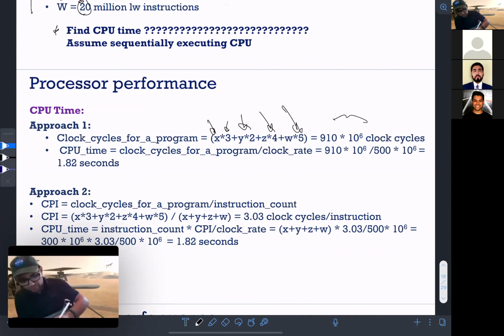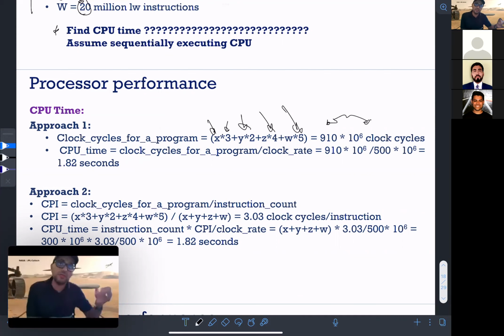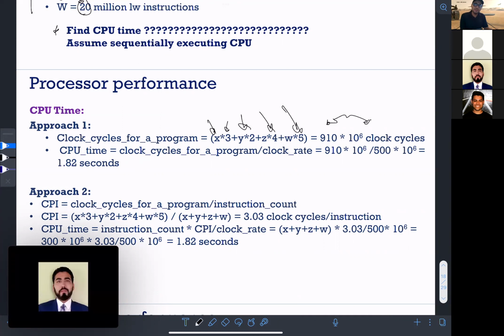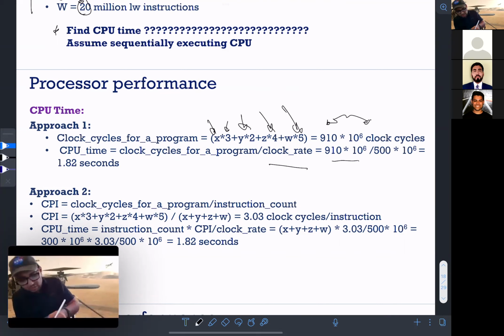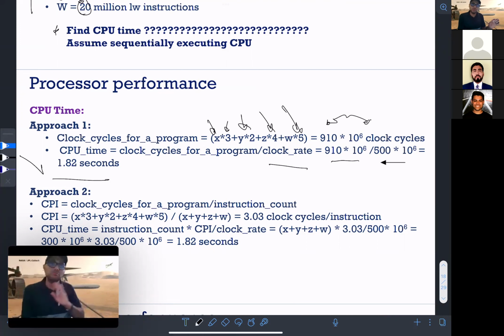Here's my number of cycles. So I know for sure the number of cycles the whole program takes. Do you agree? Yeah. Then I need the time of the cycle, so I divide by the clock rate, because T equals 1 over F and F equals 1 over T. I know F, I need T. That's why I divide by the clock rate. So 900-ish million, 10 to the power 6, divided by 500 megahertz. The value came to 1.82 seconds. This is a good solution to solve this problem.